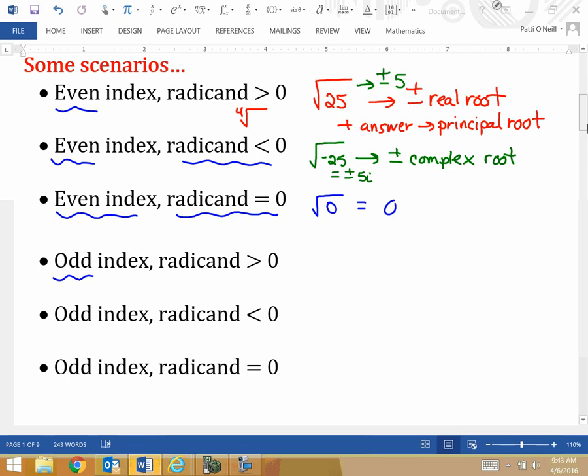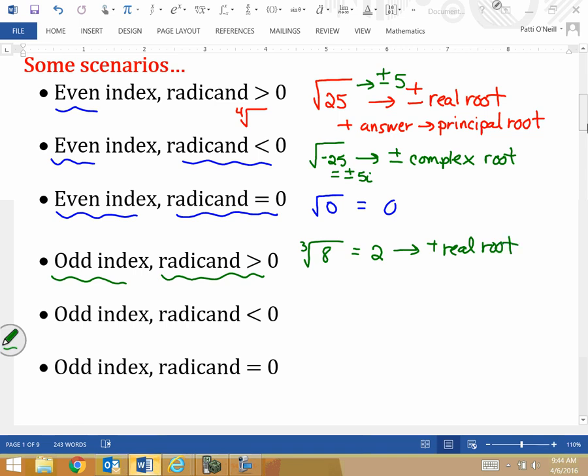If we have an odd index, so that means we might have something like a cube root or a fifth root or a seventh root, and our radicand is greater than 0, for example, I'll use 8. The cube root of 8 turns out to be 2, because 2 times 2 times 2 gives us 8. So every single time we have an odd index with a positive radicand, we get one positive real root.